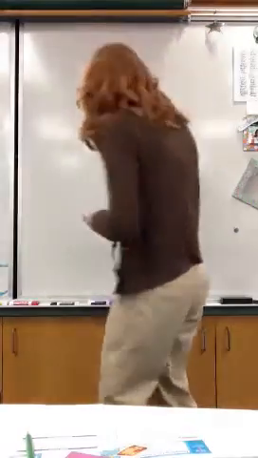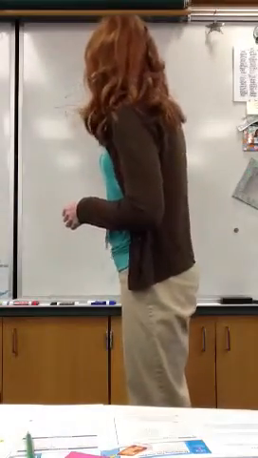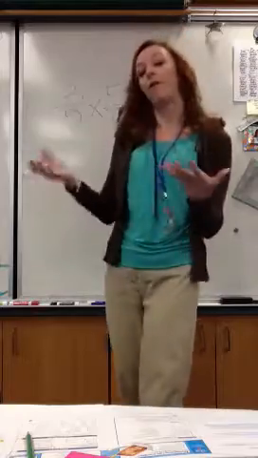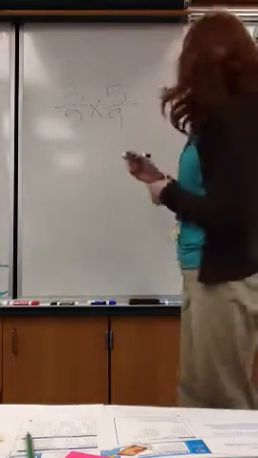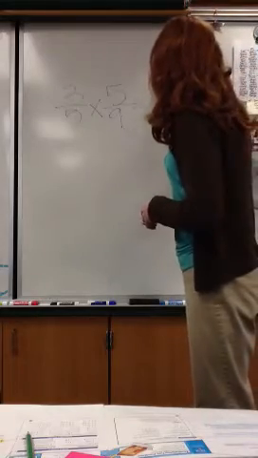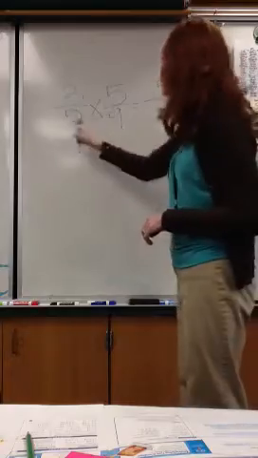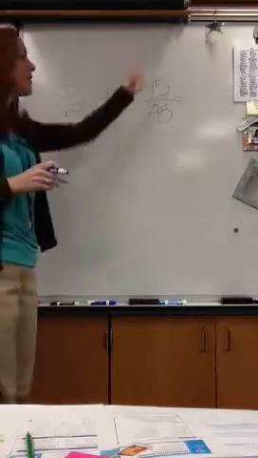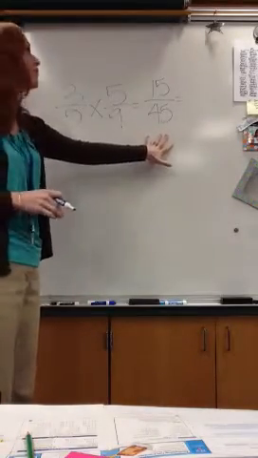Okay, the problem we're going to do is 3/5 times 5/9. Now if I follow the directions that I just gave you, the first thing is to multiply the numerators. 3 times 5 is 15. My second step was to multiply the denominators. 5 times 9 is 45. Now my last step was to put this fraction into simplest form. And I know that this can go into simplest form.